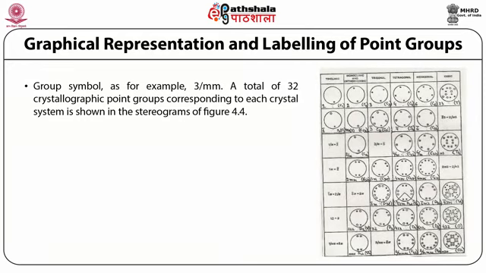It is divided into 6 columns. One refers to the triclinic system, the other to the monoclinic and orthorhombic systems, the third to the trigonal, tetragonal, and hexagonal systems, and the cubic system. How their point groups are shown in various crystal systems is also depicted in figure 4.4.